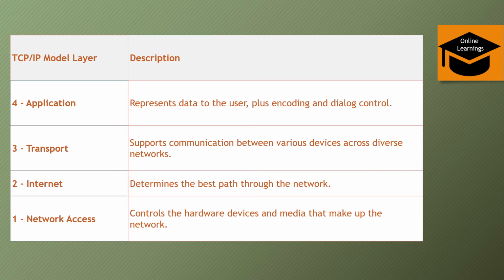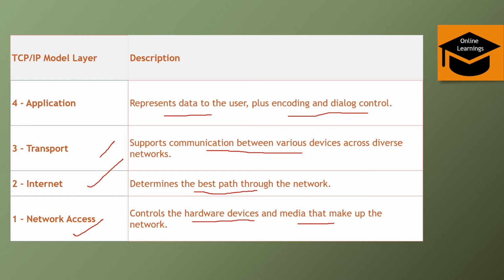The application layer represents data to the user plus encoding and dialog control. We'll learn about this later in the series. Then there is the transport layer. It supports communication between various devices across different networks. Then there is the internet layer, which describes the best path through the network. Then network access controls the hardware, devices, and media that make up the network.